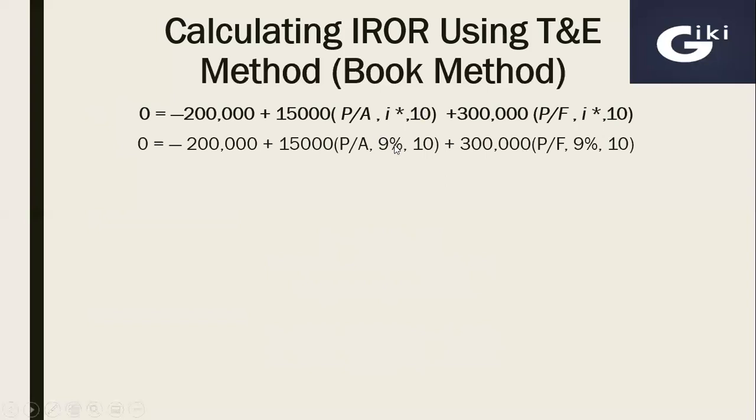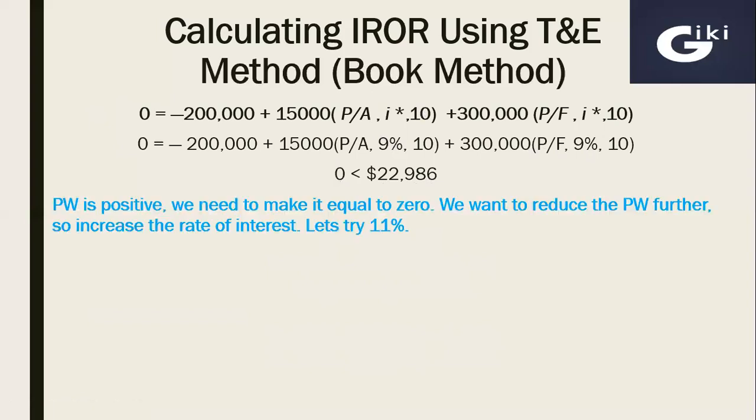So P over A factor for 9% and 10 years and P over F factor for 9% and 10 years. The resulting amount will be 22,986, which is greater than 0. So we have one positive value. Now let's try 11% to get a negative value.